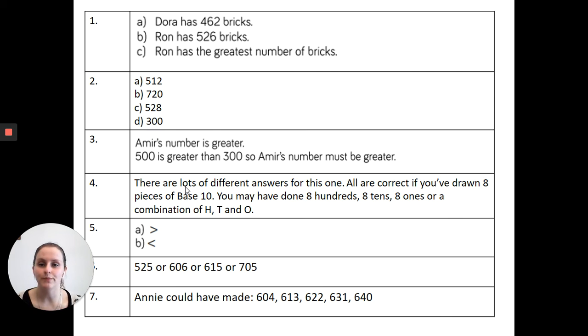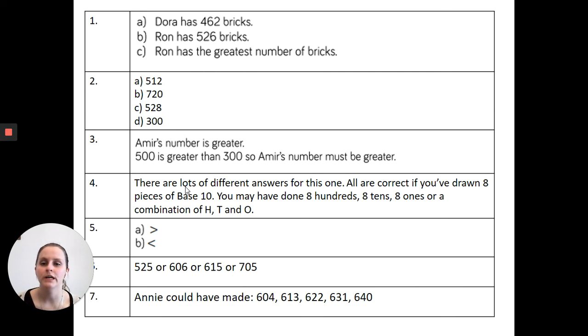So for question number 1, Dora has 462 bricks. Ron has 526 bricks. Ron has the greatest number of bricks because he has more hundreds, quite simply. Okay, it doesn't matter about the 10s and 1s if the hundreds are bigger.